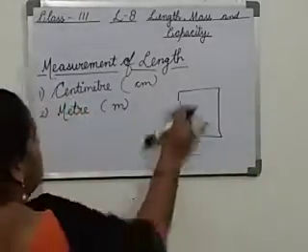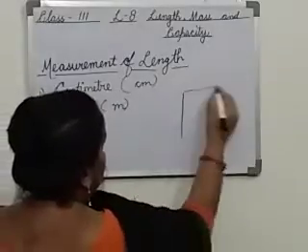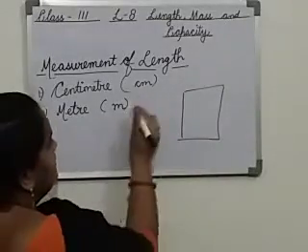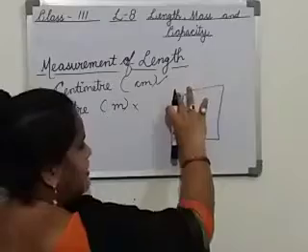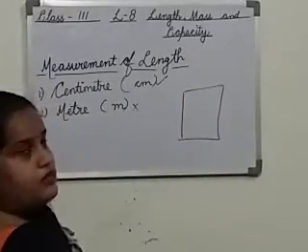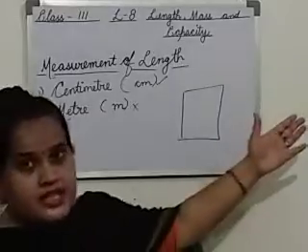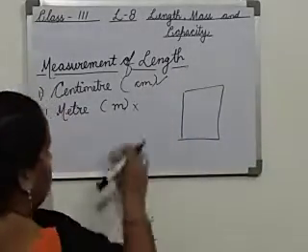Now suppose we want to measure the book. Which unit do we use? Meter or centimeter? We will not use meter, we will use centimeter. We will use a scale and measure the length of the book, because it is small, we don't need a meter scale. We use centimeter for measuring the length of the book.